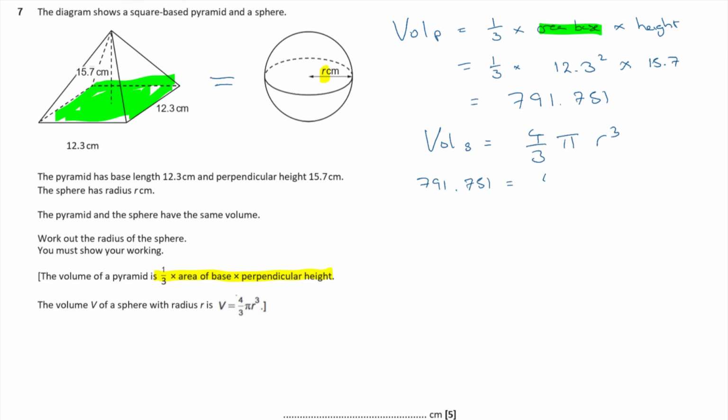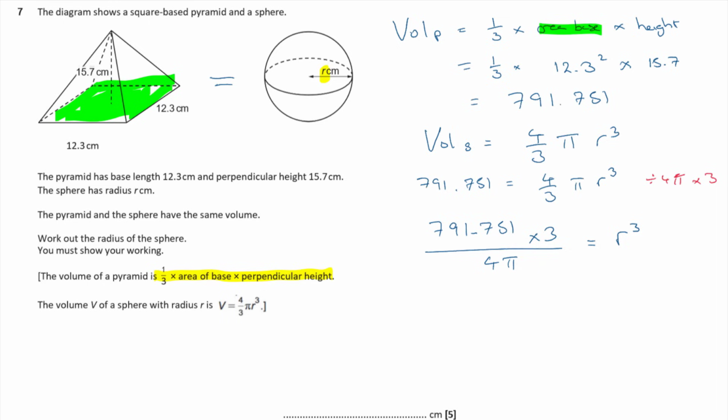So we're going to have to rearrange this to make r the subject. Okay, so I'm going to multiply through by 3 and divide through by 4 pi basically. I'm going to divide by 4 pi and times by 3, aren't I? Okay, and that will cancel those all out on the left and the right, and then I'll get 791.751 over 4 pi times 3 then. Okay, so the 3 comes up and the 4 pi goes down, and that is equal to r cubed.